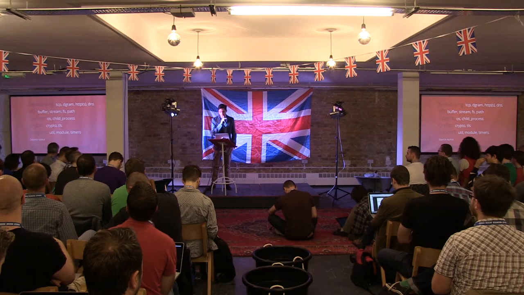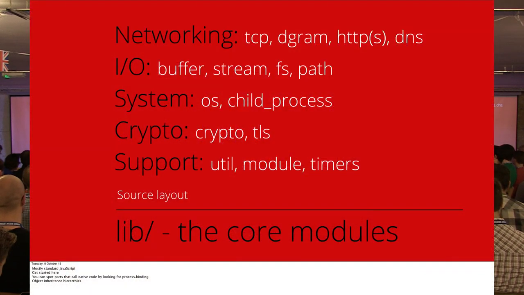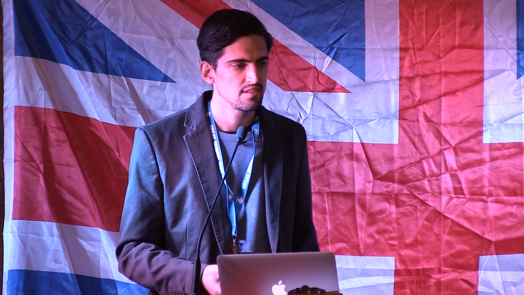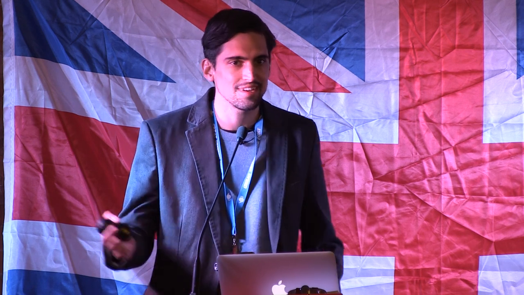And the core modules have loads of cool stuff, like some IO primitives, like buffers and streams, and some networking stuff. Unlike certain programming languages that have FTP clients and POP clients in their standard libraries, which I think is hilarious, Node doesn't. Node has things for TCP sockets, UDP, HTTP, and a few other bits. I've just truncated it a little bit for this slide.